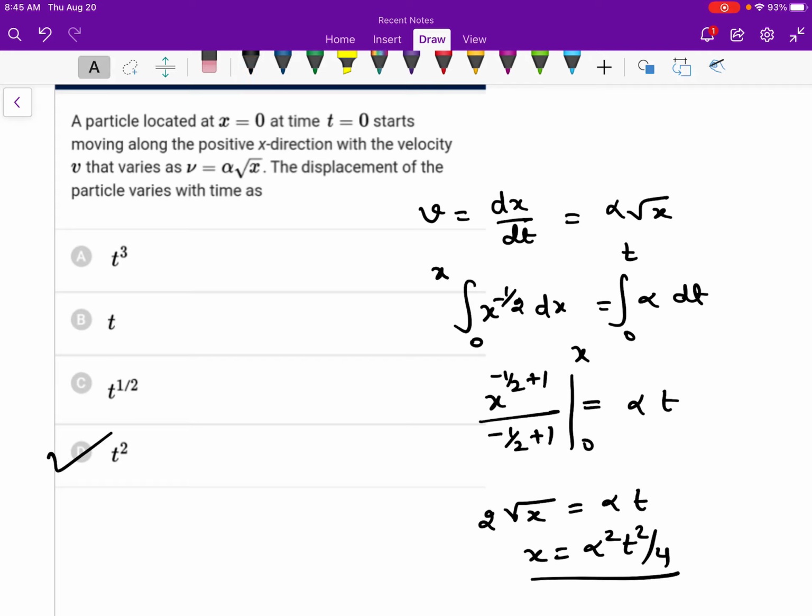Or we could have directly said from the equation of motion that v is proportional to under root x, that means acceleration is constant, so in that case x will be proportional to t square because acceleration is constant.